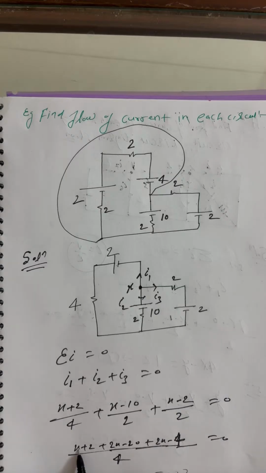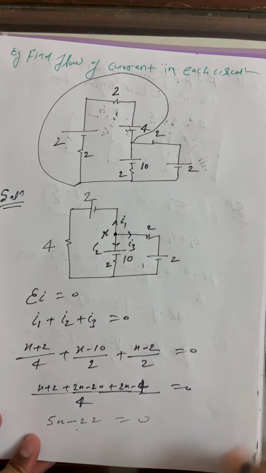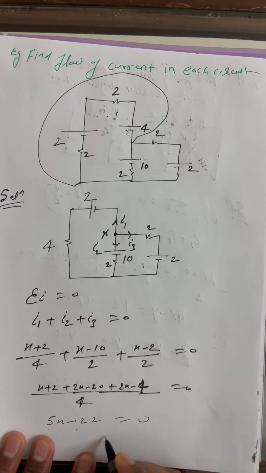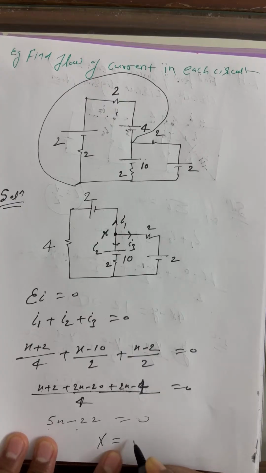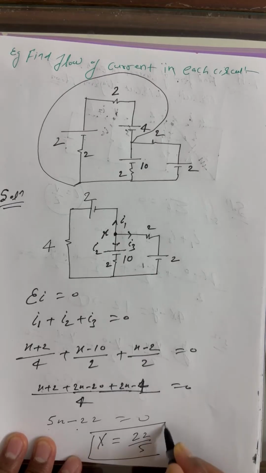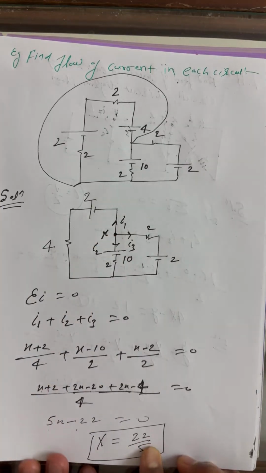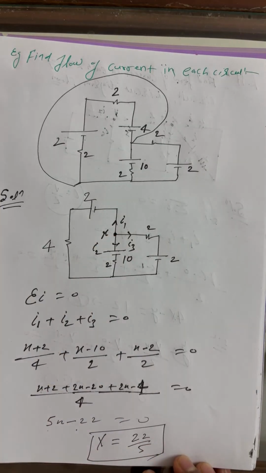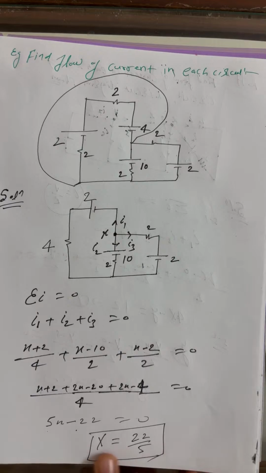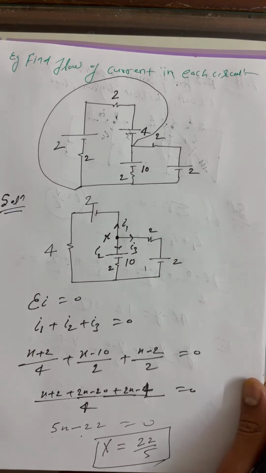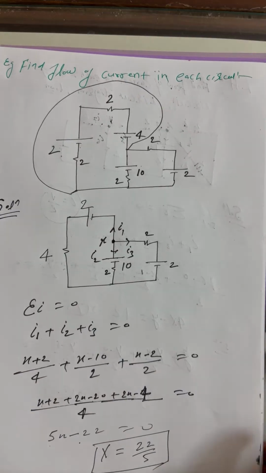So what you can see: 2x plus 3x is 5x, and 5x equals 22. So x finally you will get as 22 by 5. Now you can solve further. This x point, you can take the potential as 22 by 5. Solve further and you will get the current in the whole circuit.